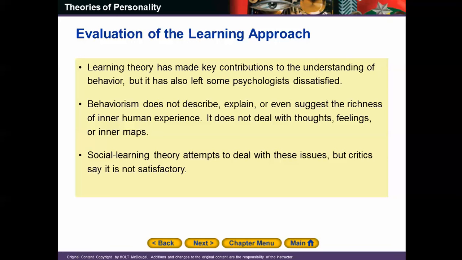Learning theorists have made key contributions to the understanding of behavior, but some psychologists are still dissatisfied with it. Behaviorism is limited in its ability to explain personality because it doesn't describe, explain, or even suggest the richness of inner human experience. The social learning theory does deal with those issues, but critics argue that it has not come up with satisfying explanations for the development of traits or accounted for self-awareness. Also, they don't pay attention to genetics.